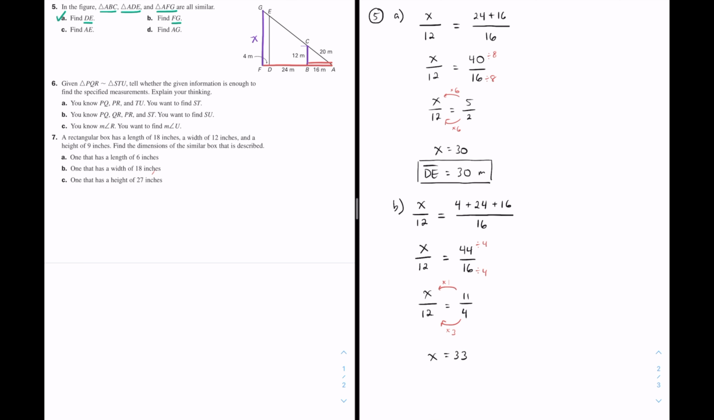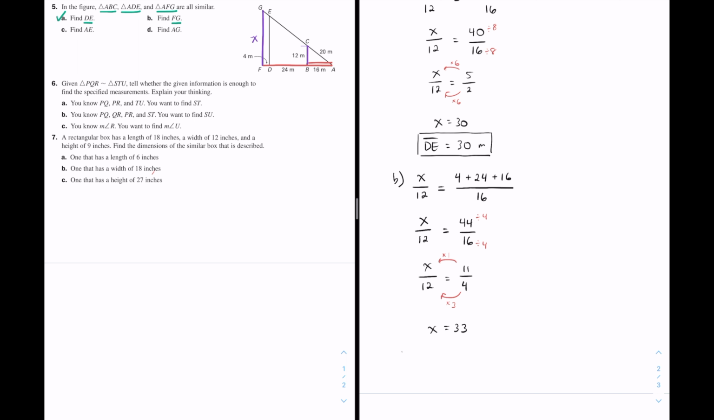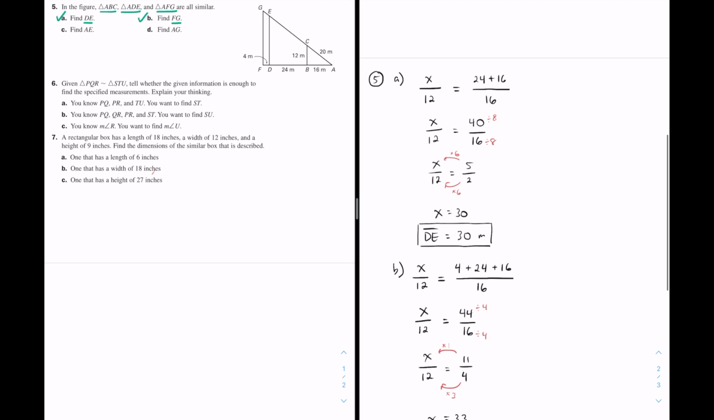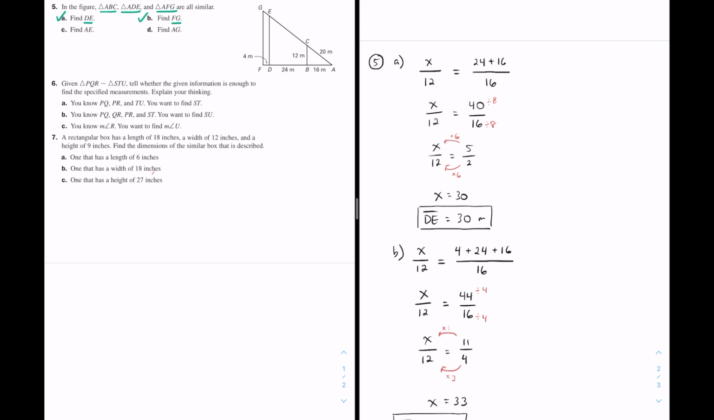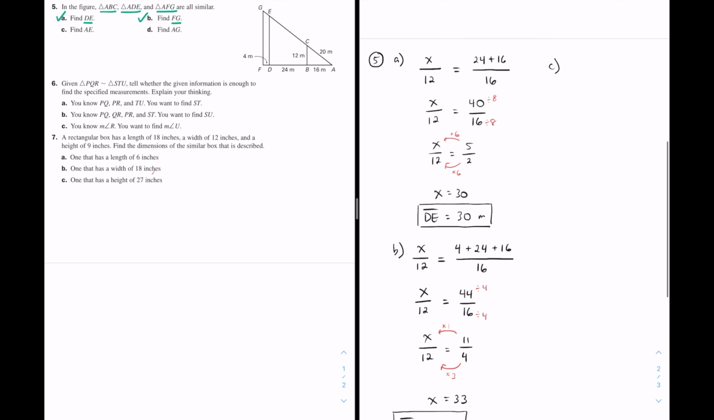And this time X was the length of FG, right? So segment FG should be equal to 33 meters. I think that's what we just found out. Alrighty, I think A and B are now done and correct. Let's go ahead and get rid of this, and let's keep on going here. So that was A and B. Let's try part C now, okay?